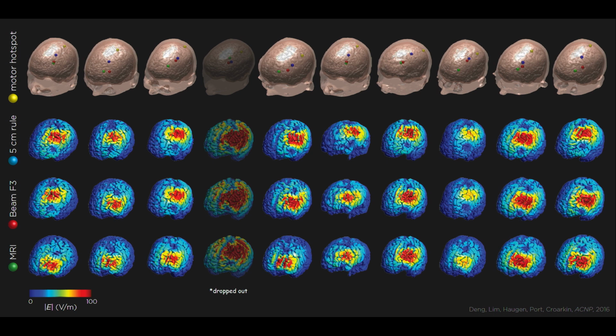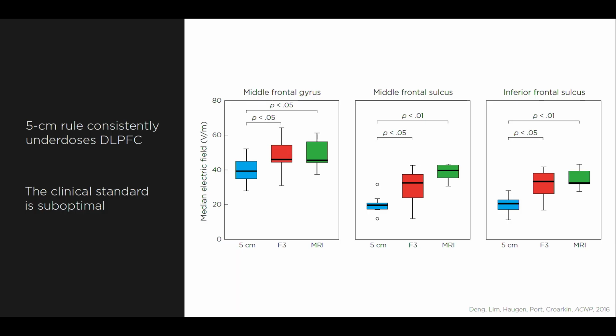And so you can see here, first of all, there is a lot of variability across subjects in terms of where these markers ended up. And also, if you were to simulate the electric field using these different coil localization methods, you can see that the induced electric field also varies quite a bit across individuals. One can quantify the electric field strength at various parts of what you might call the dorsolateral prefrontal cortex, the middle frontal gyrus, the middle frontal sulcus, and also the inferior frontal sulcus.